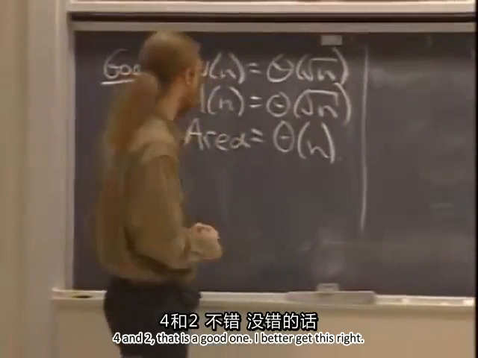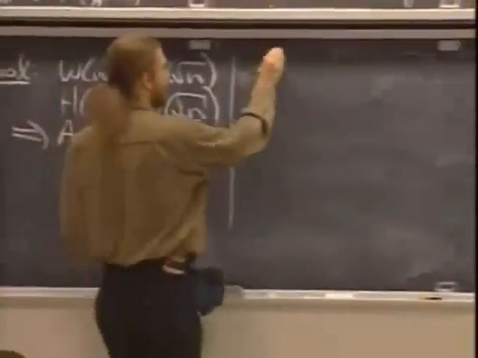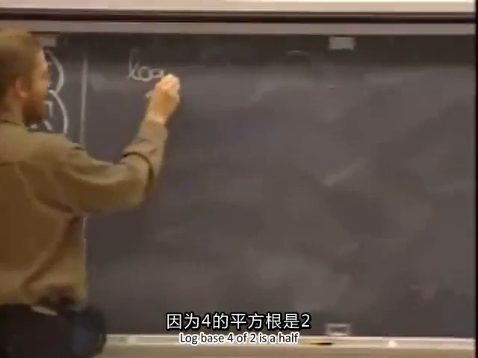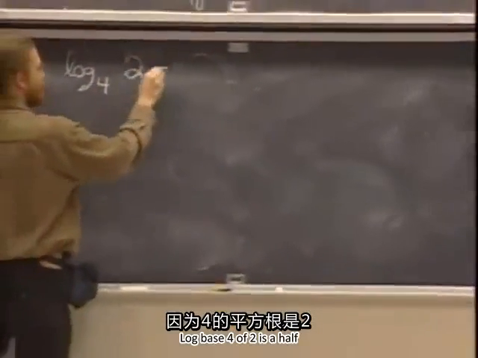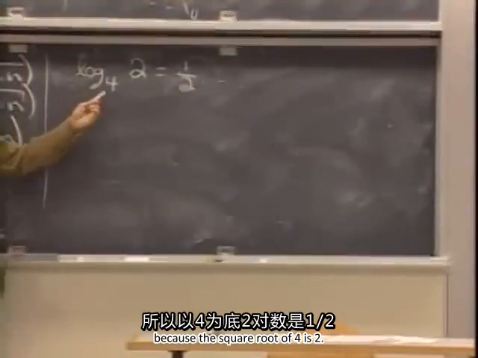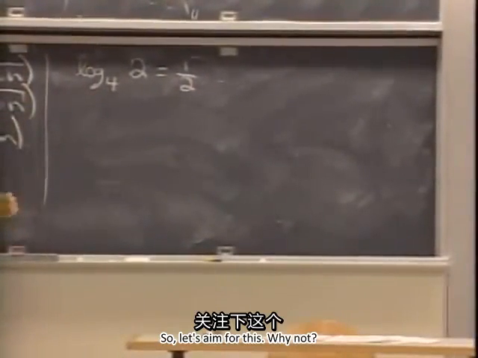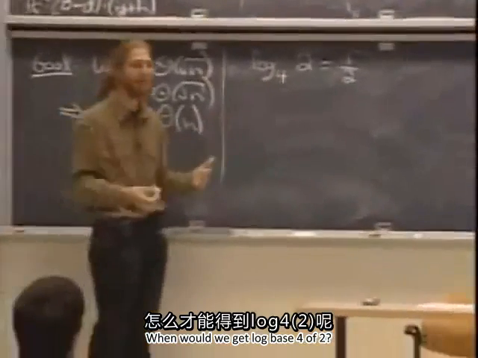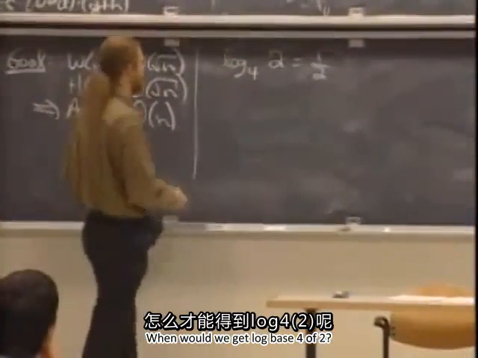4 and 2. That's a good one. Turns out log, better get this right, log base 4 of 2 is a half. Right? Because square root of 4 is 2. So let's aim for this. Why not? So when would we get log base 4 of 2?